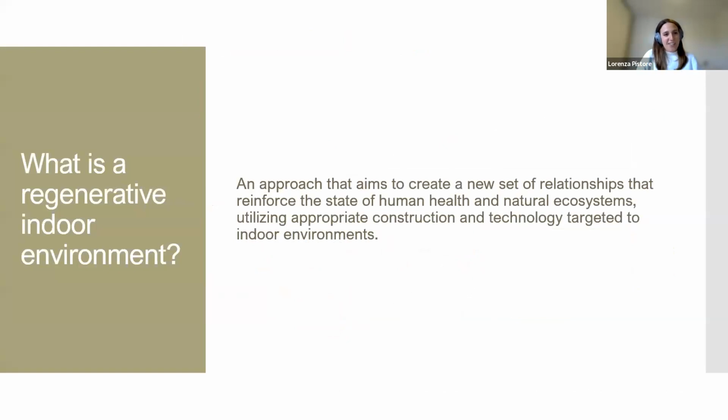Getting to the crucial point: what is a regenerative indoor environment? In the COST RESTORE Action, we referred to a regenerative indoor environment as an approach that aims to create a new set of relationships that reinforce the state of human health and natural ecosystems, utilizing appropriate construction and technology targeted to indoor environments. So the focus is not only the energy performance of the building, but now the focus is also the indoor environment and human health.